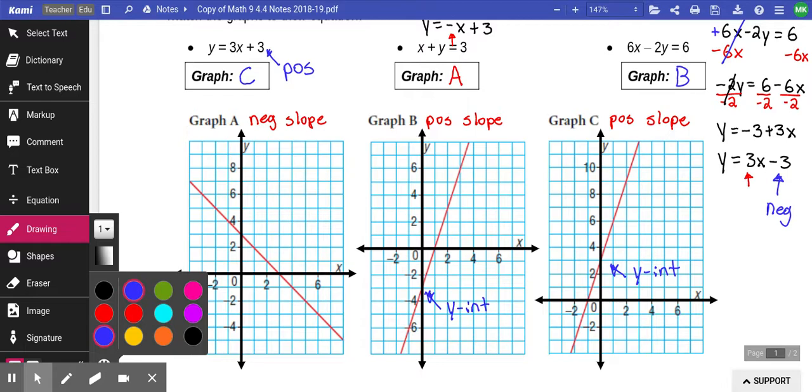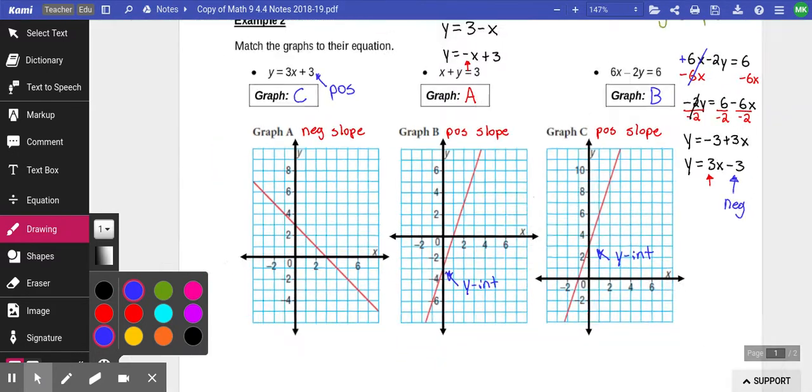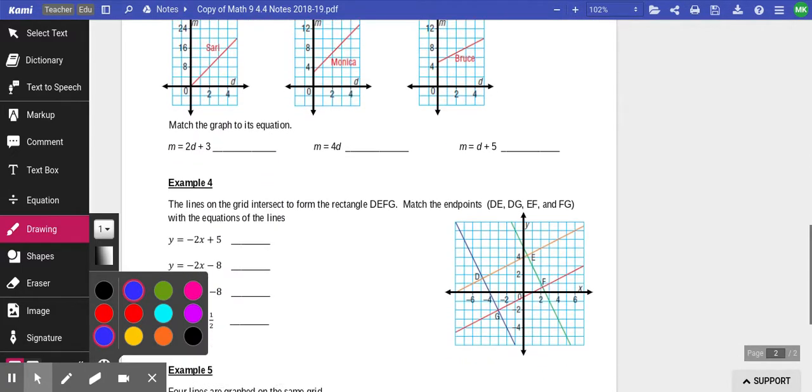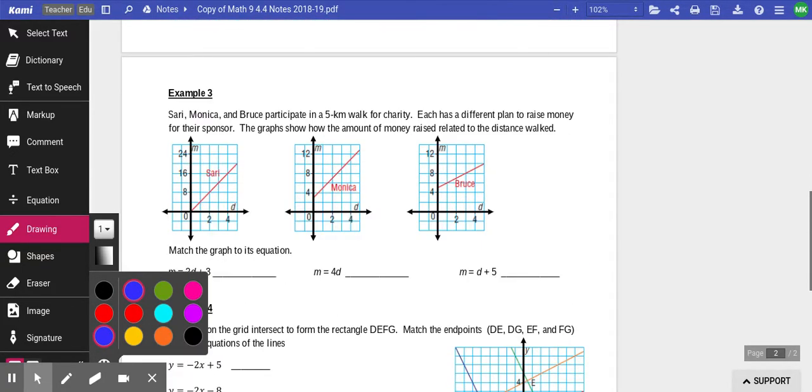All righty. Is this easy compared to yesterday? No, still hard? Okay. I couldn't tell. Can't tell if you guys are just tired or bored or both.